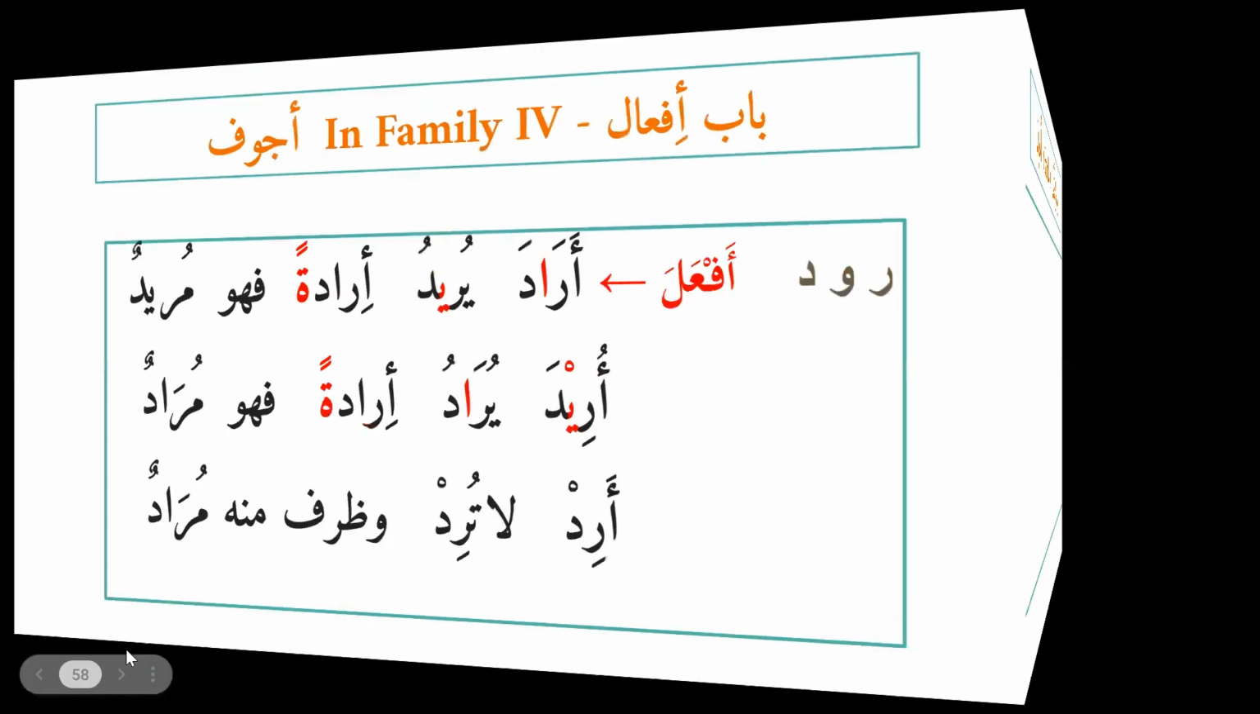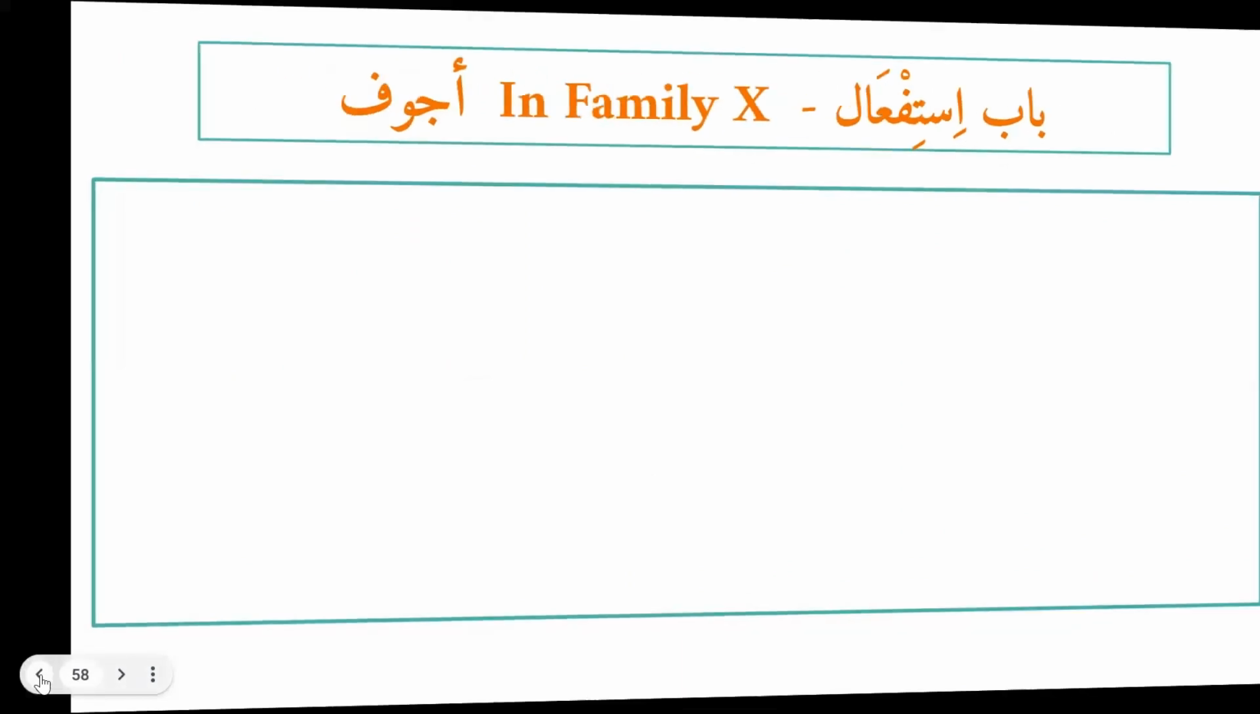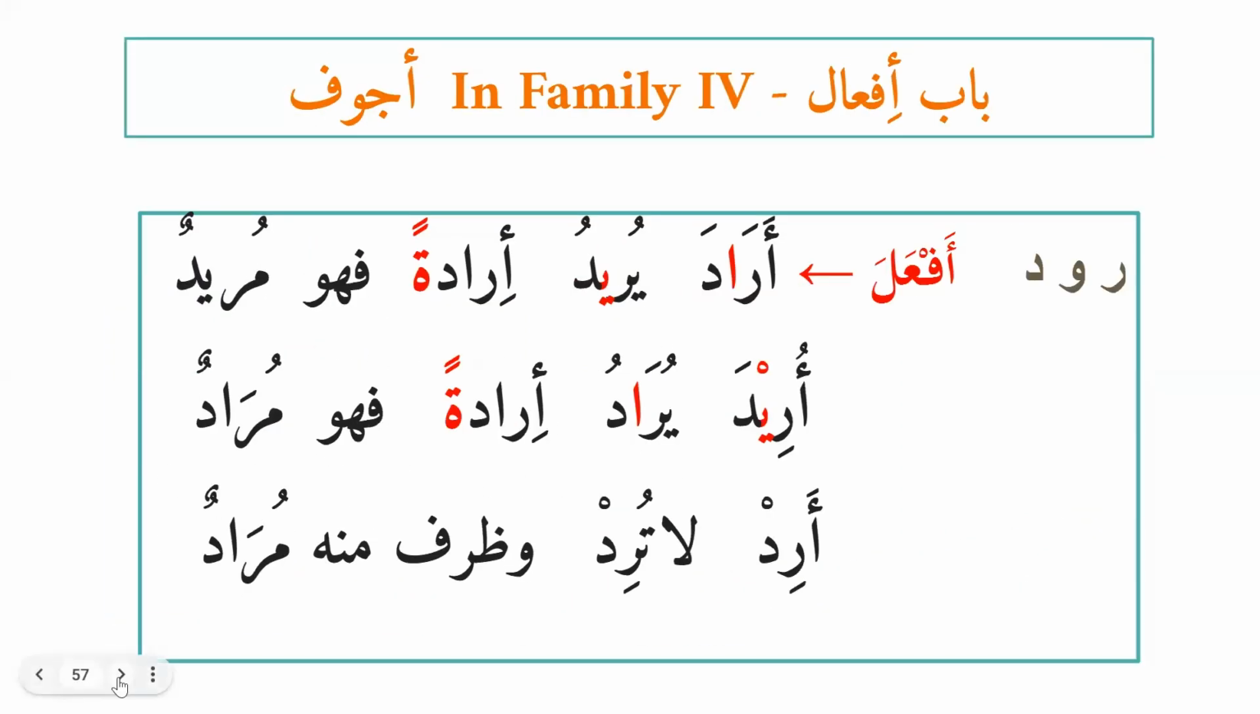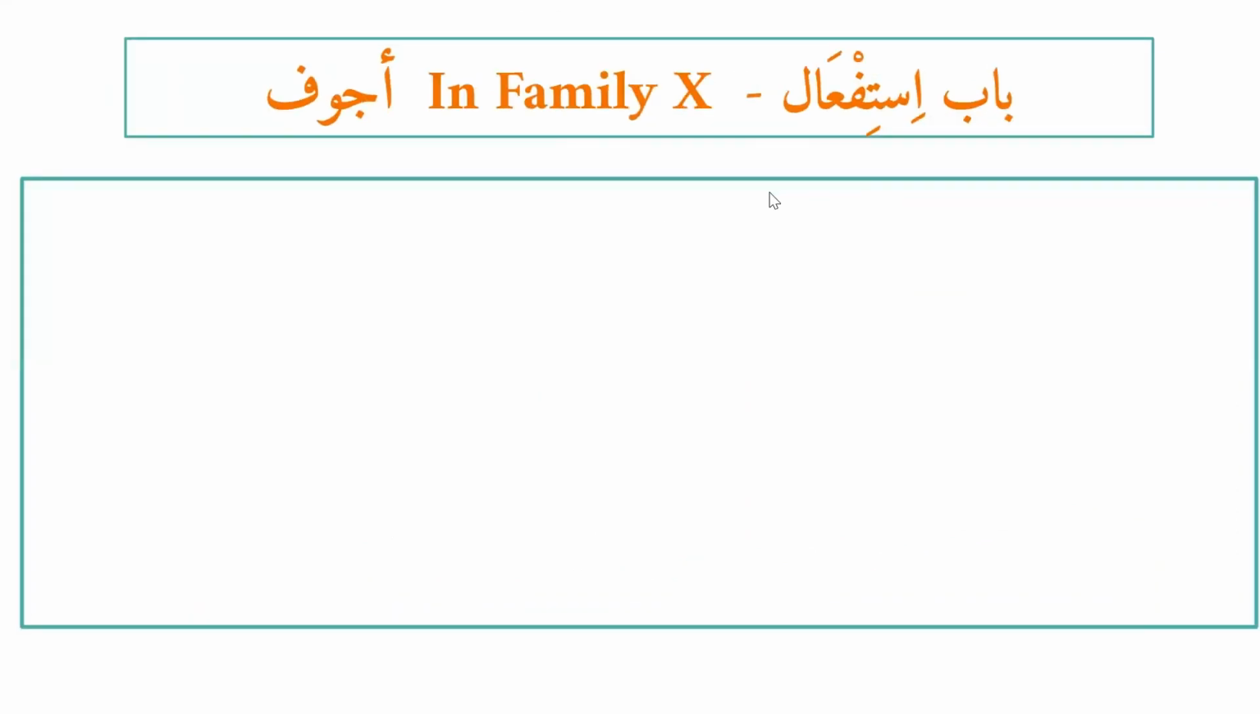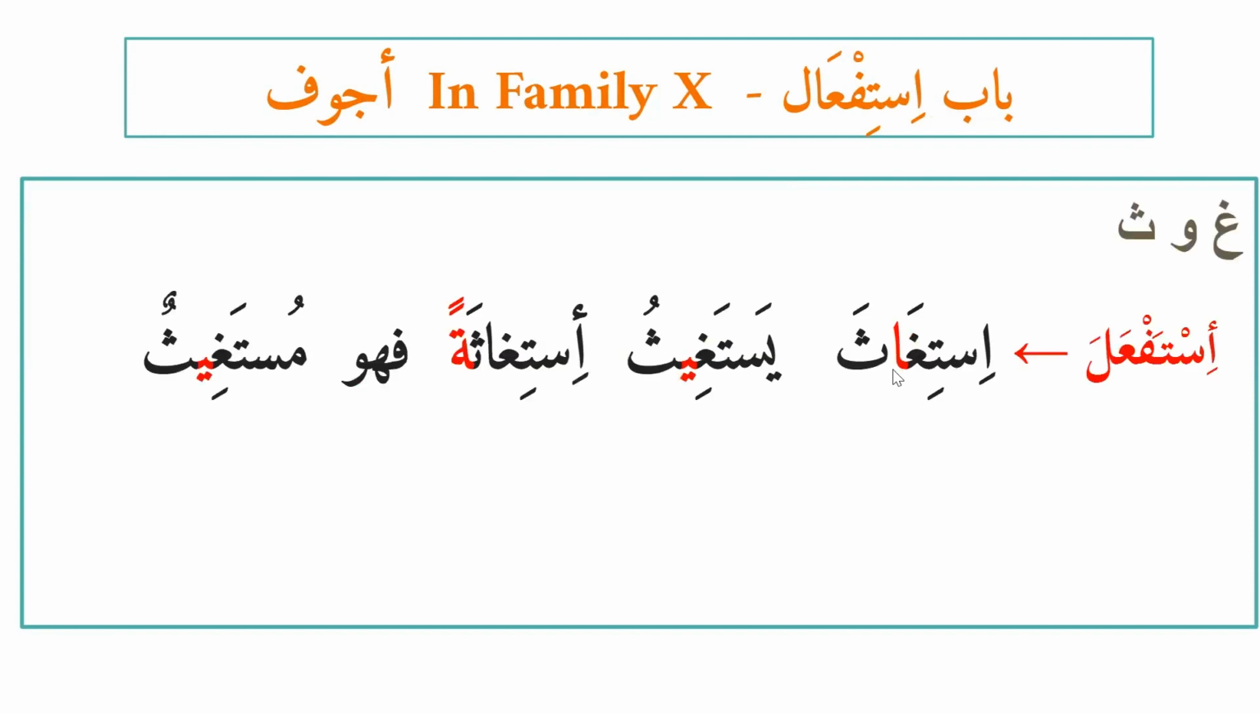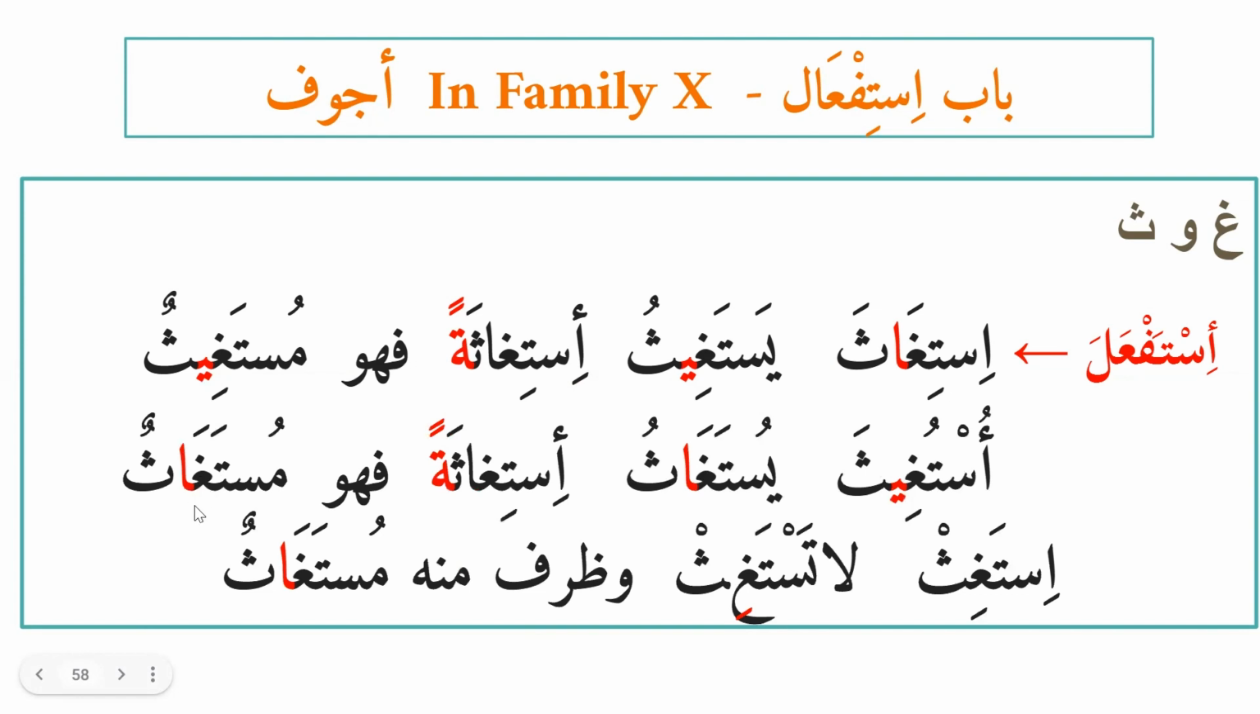And then, okay, so this is for family 4 changes. And now coming to family 10. And remember, family 4 and family 10, the changes are similar. So in past tense, the vowel gets replaced with alif, and in present tense, it is replaced with ya, and there is a ta marbuta at the end of the masdar form, and in ism fa'il you have ya, and in ism maf'ul you have alif.